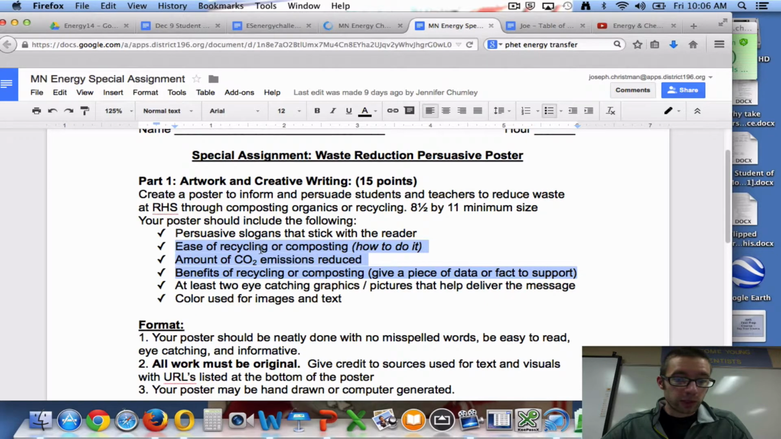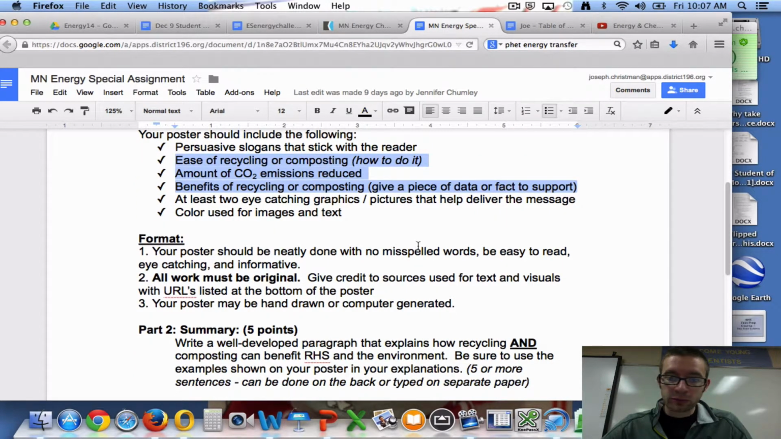So those are the requirements. Your poster needs to be neatly done, no misspelled words, easy to read, eye-catching. You need to give credit to the sources. So if you take pictures from somebody, if you take slogans from somebody, if you take facts from somebody, what you'll need to do is copy and paste the URL onto the bottom of the poster. I would have a separate document that has all of your URLs, copy and paste them all there, and to make your poster look better, I would make the font of the URLs very, very tiny and put them into a bottom corner so that it's not taking away from your poster.